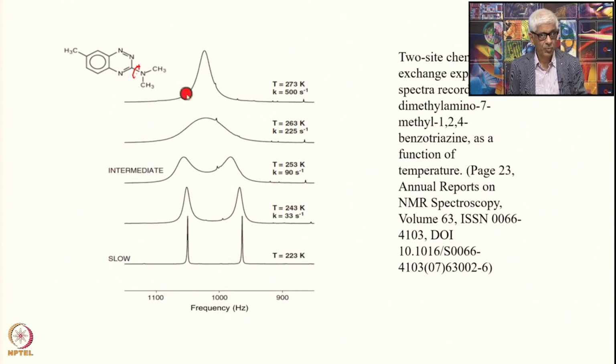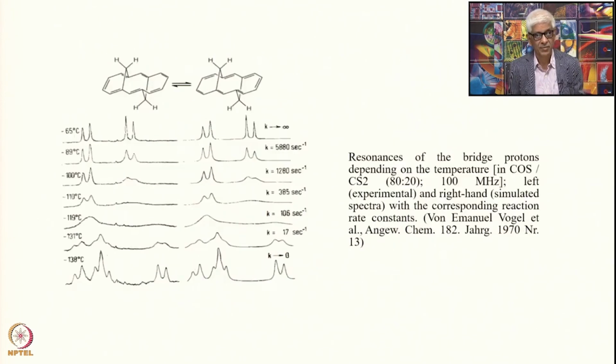This is because the two populations are not necessarily the same; they can be slightly different. As a consequence of that you will see a line which is slightly at one side or the other. Okay. This is an experimental spectrum, and I will show you another experimental spectrum, of a molecule which is undergoing equilibrium like this.